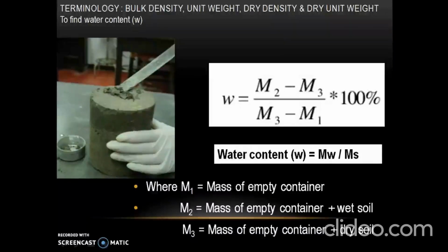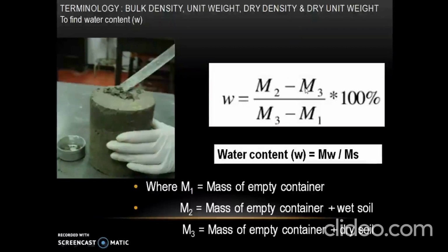Then container along with the soil sample is placed in oven. After taking it out from the oven, its mass is weighed. So, M3 is equal to mass of empty container plus dry soil. With these three terms, we will be able to find water content. So, W is equal to M2 minus M3. M2 is mass of container plus wet soil and M3 is mass of container plus dry soil.